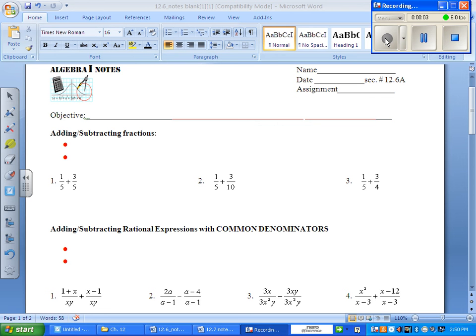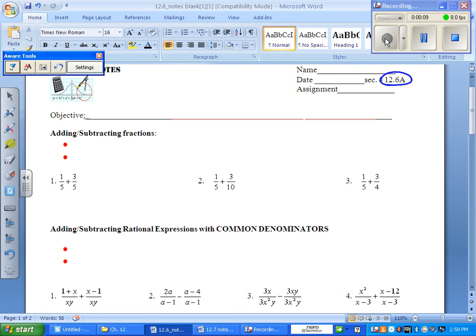Today we are going to cover just section 12.6a, and it's called the objective, add and subtract rational expressions. Add and subtract. Rational has the word ratio in it, that's an A.